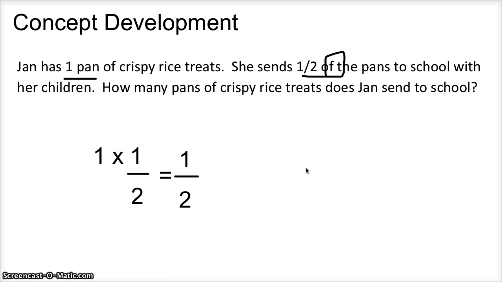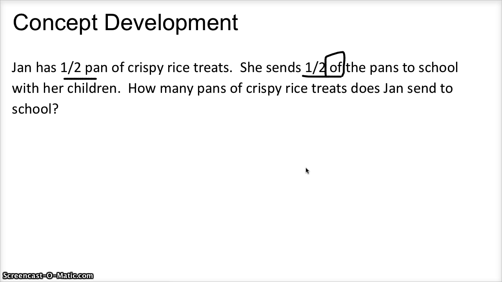So here's where I'm going to push you today. Let's say that she made a pan of crispy rice treats, but she ate half of it. So she had already eaten half, and now she's going to send half of that to school with her children. How is this question different than what you've seen before? Okay, now we're multiplying a fraction with a fraction, and we haven't seen this before. We've seen whole numbers with fractions, but not fraction with a fraction.